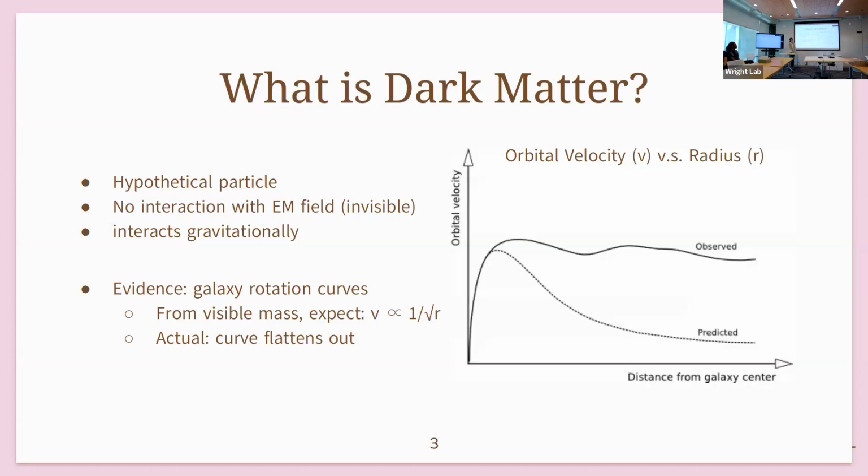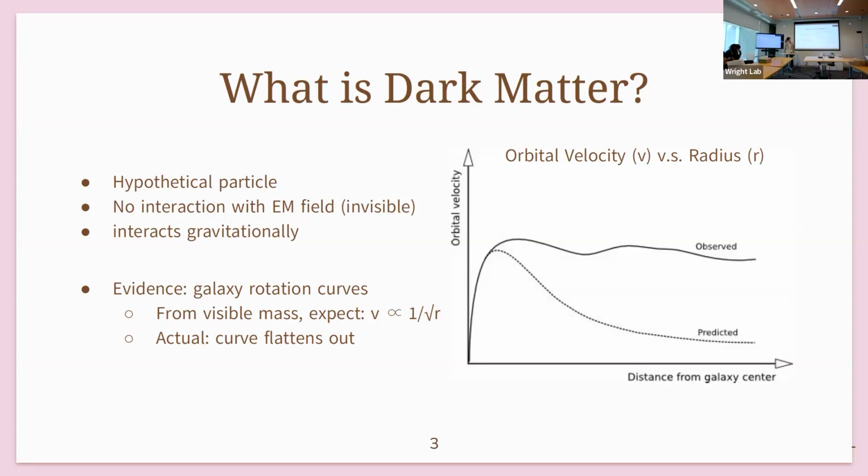So what is dark matter? Dark matter is a hypothetical particle that does not interact with the electromagnetic field, making it invisible to us, and it only interacts gravitationally with the particles around it. So how do we know that dark matter exists if we can't see it?